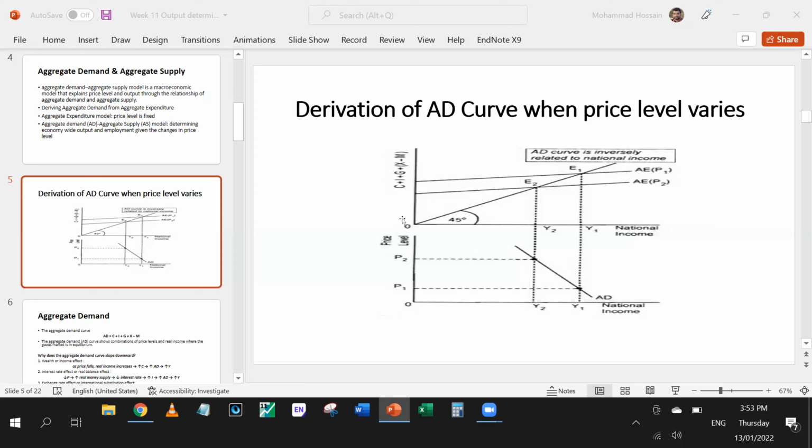All right, so here you can see what we tried to explain last week. The first diagram here is trying to show you the relationship with the aggregate. You see this 45-degree line? This line will be reflecting our aggregate demand curve. The aggregate demand curve is inversely related to the national income.